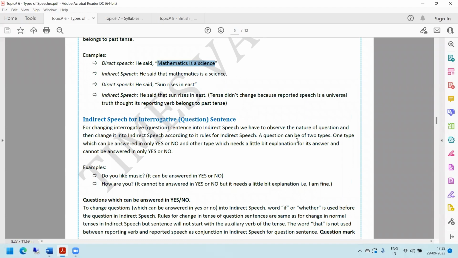A question can be of two types. One type can be answered only in yes or no, and the other type needs a little bit of explanation for its answer and cannot be answered only in yes or no. So which question is answered in yes or no? Anyone?